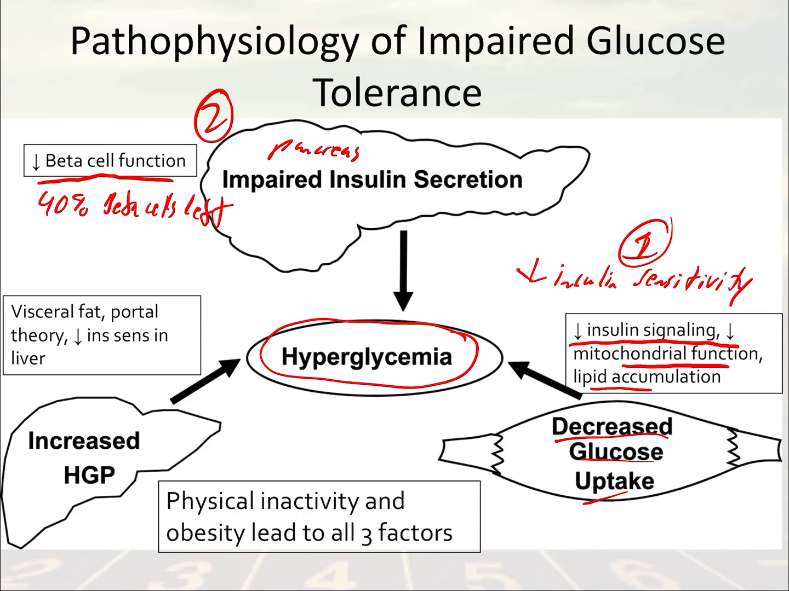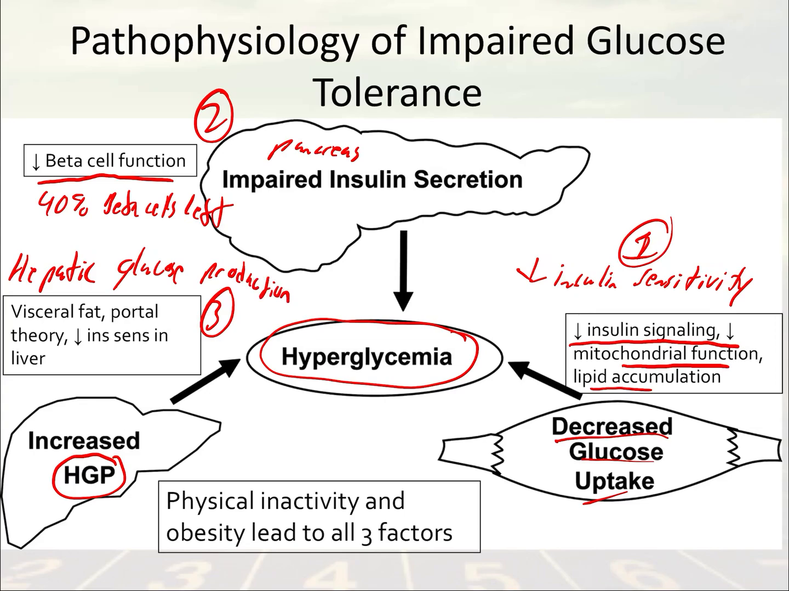So we diagnose the disease way too late. That'd be something we can talk about at another time. And then the third factor is called increased HGP, which is hepatic glucose production.